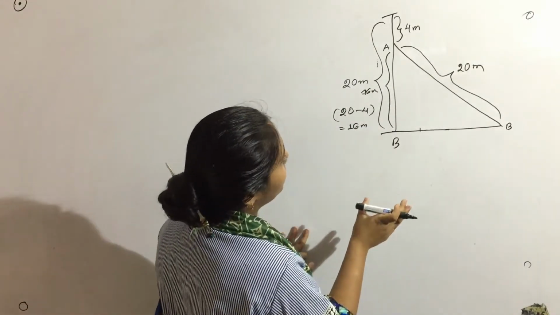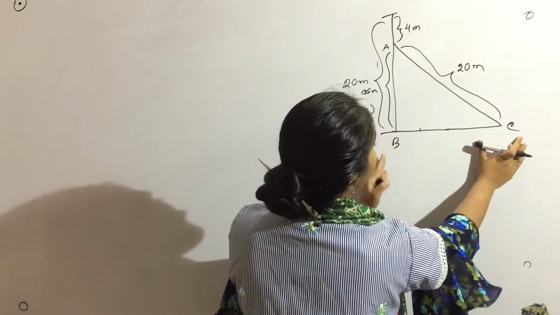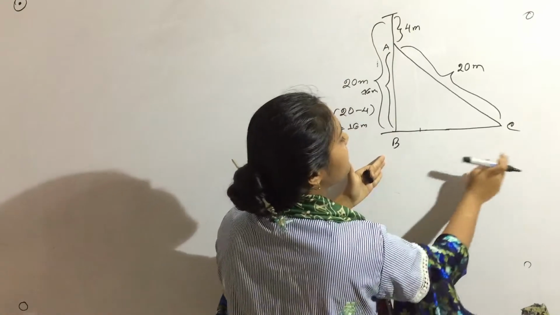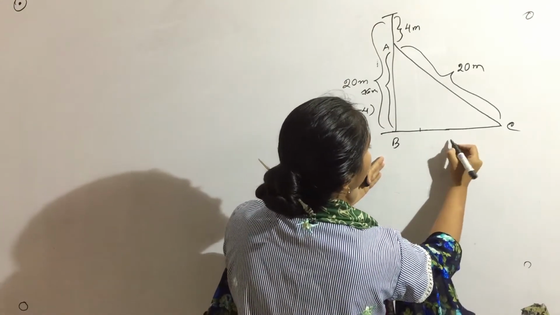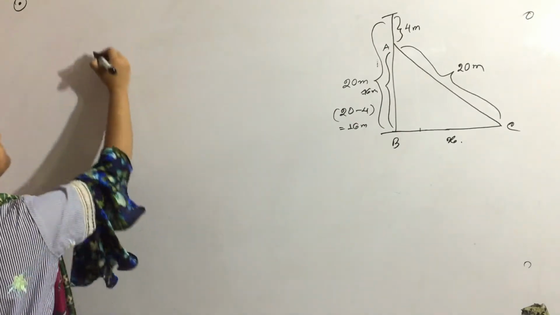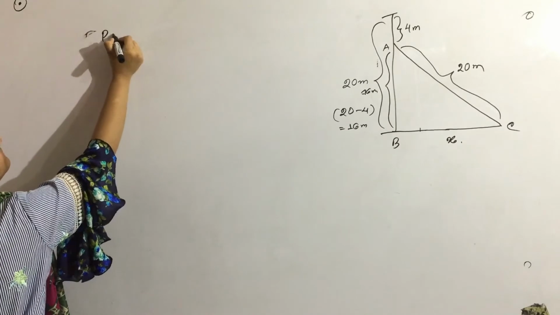Now, coming back here, we need to find the length BC. If the ladder descends 4 meter, how far will it go in the base? So we need to find BC. Let BC be x. Now, stating the Pythagoras theorem, I'll short it for PT.